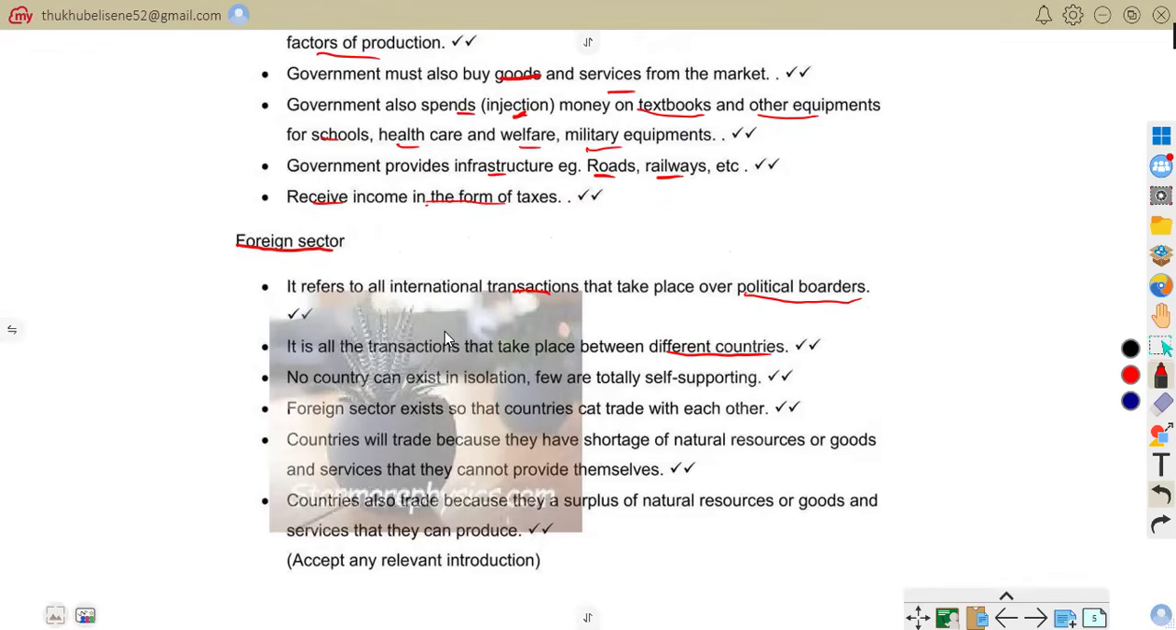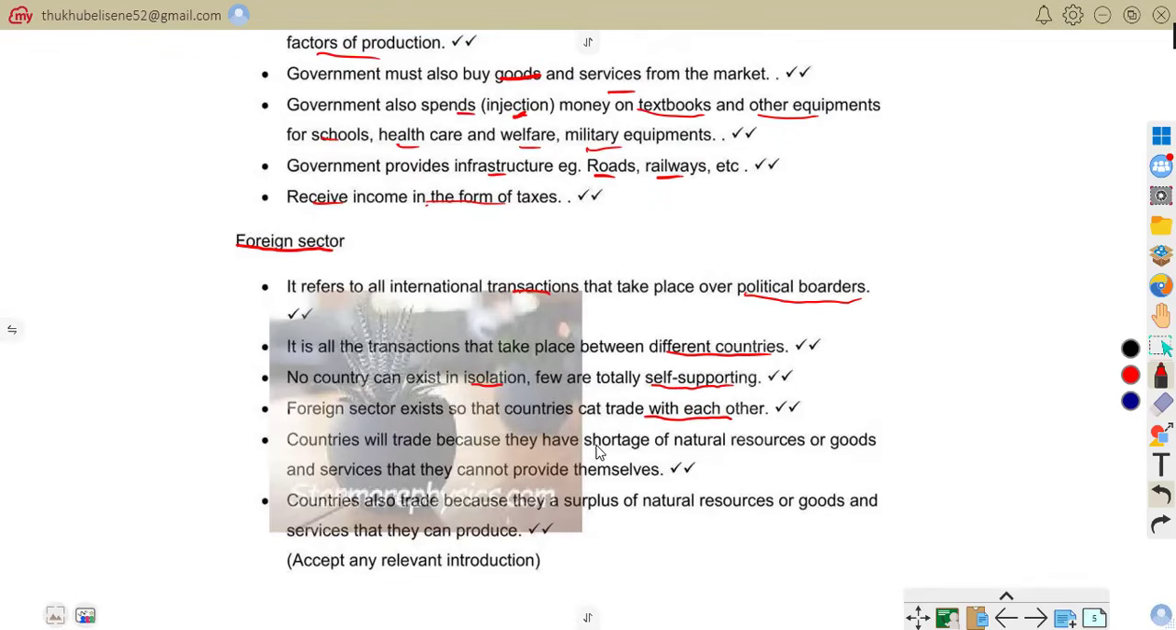South Africa and Angola, that's an example, if those two countries are trading. No country can exist in isolation. Few are totally self-supporting. Meaning to say, each country needs one another. Foreign sectors exist so that countries can trade with each other. So that is as simple as that.